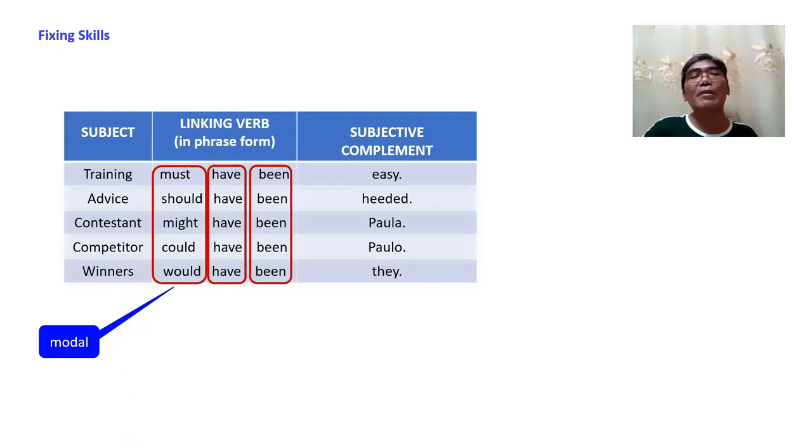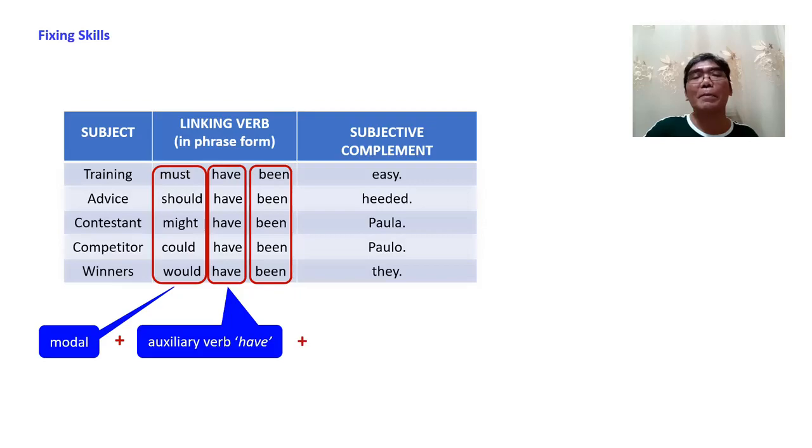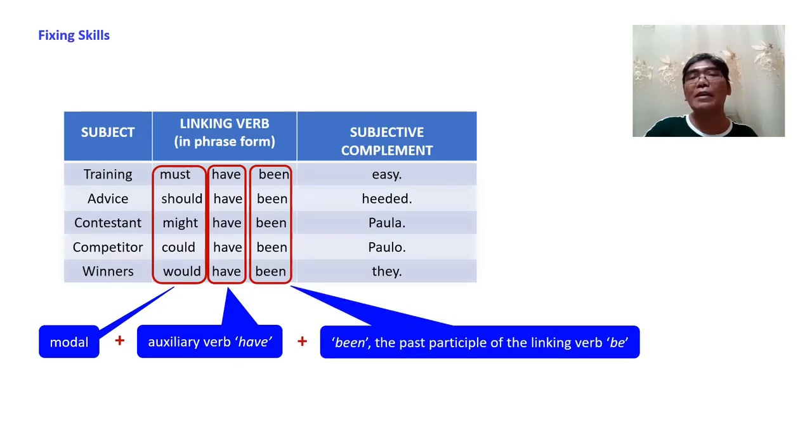Let us also remember that these modals are always followed by the auxiliary helping verb have plus the past participle form of the linking verb be, which is been.